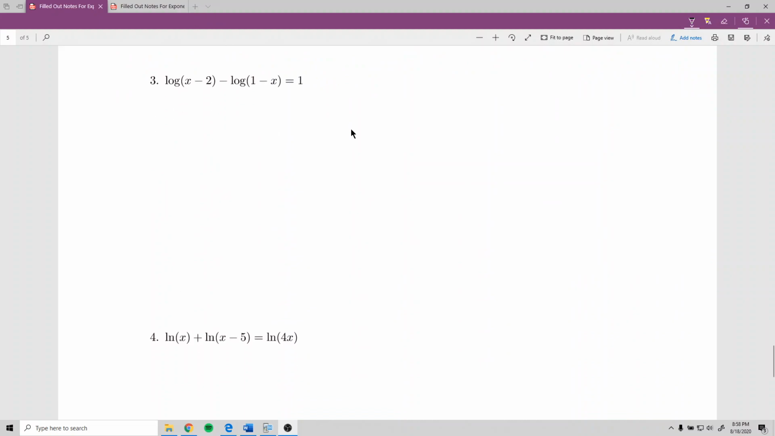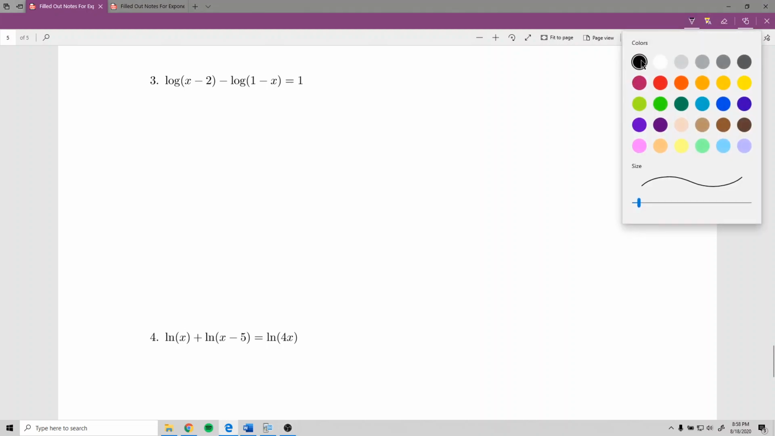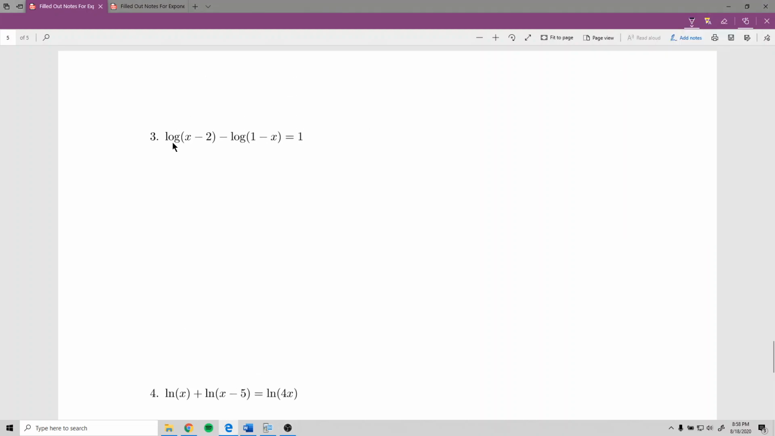Now the last two I have here, you'll notice both of these have more than one log in them. So for these, we will have to check our answers. So I'm just going to write a comment here. We need to check the answers we get for this one. We might get more than one, so we also need to check answers for this one. They both have more than one log.